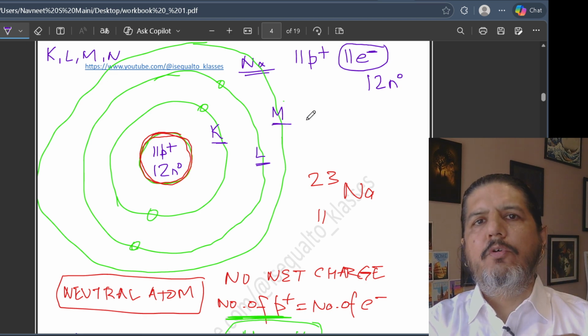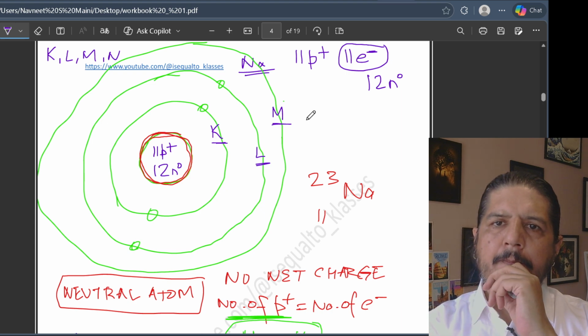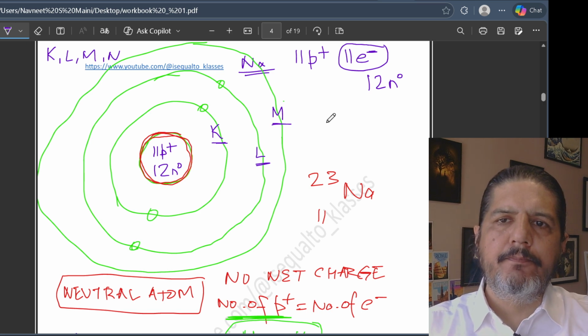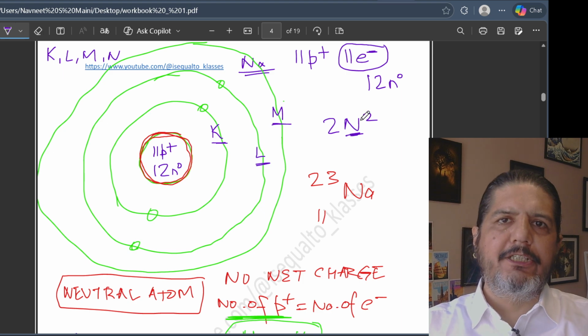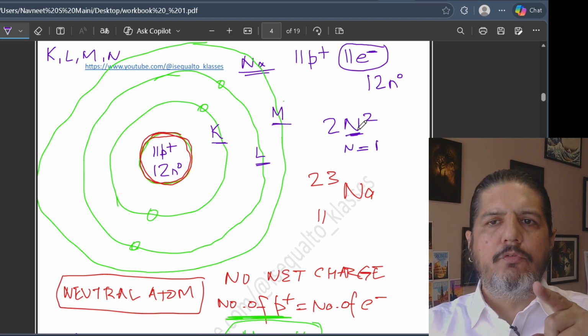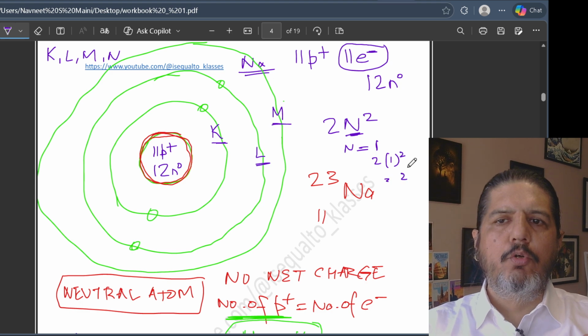Mr. Niels Bohr gave us the rule of putting the electrons in these various shells. The formula that he gave was 2n square, where n is the number of the shell. So, for example, in the first shell, n is equal to 1, so the maximum of 2 electrons can be put.